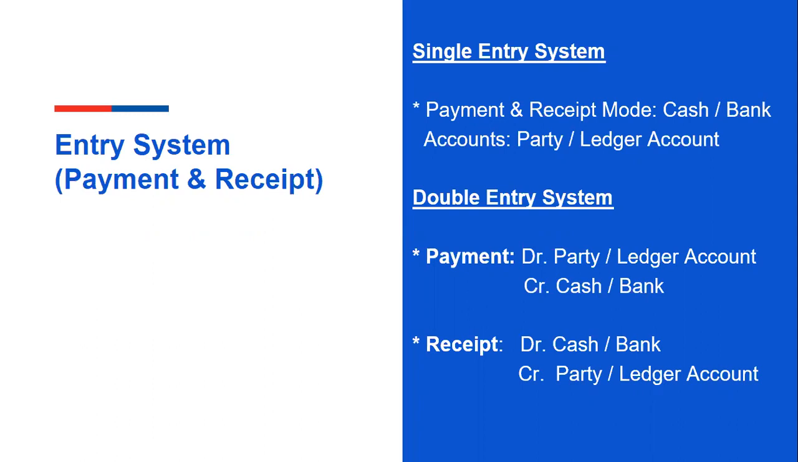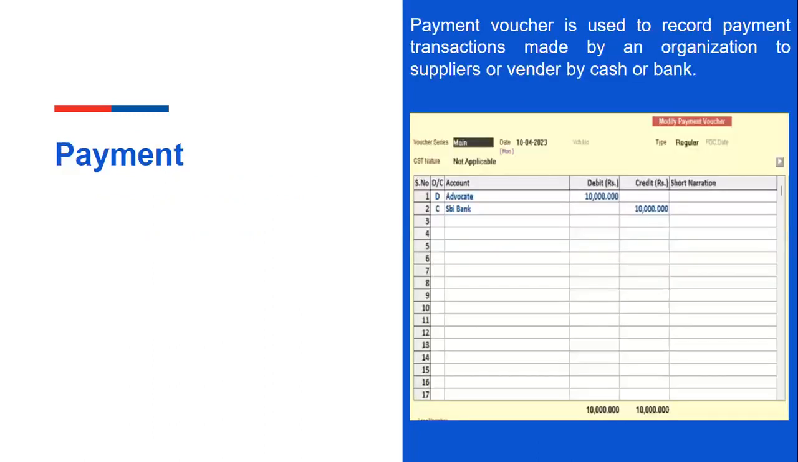In double entry system, for payment and receipt voucher, you have to select the accounts as debit and credit. You can see the example on the screen. So in single entry system, you have to specify the mode, and in double entry system, you have to specify the debit and credit side of the accounts. If you are doing the payment, then cash will be credit, and if you are receiving the money, then cash or bank will be debit. This is the payment voucher. You can see the image.